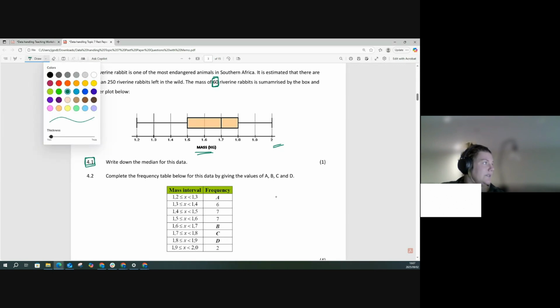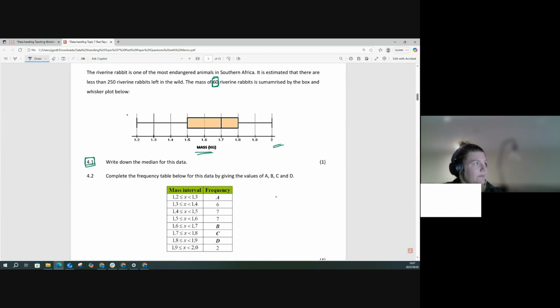Remember, your box and whisker always tells you the same information. This tells you our min. This tells you quartile 1. This tells you M or quartile 2. This tells you quartile 3. This tells you our max. This is always 25%. This is 25%. This is 25%. And that's 25%. So my median is 1.7 kilograms.